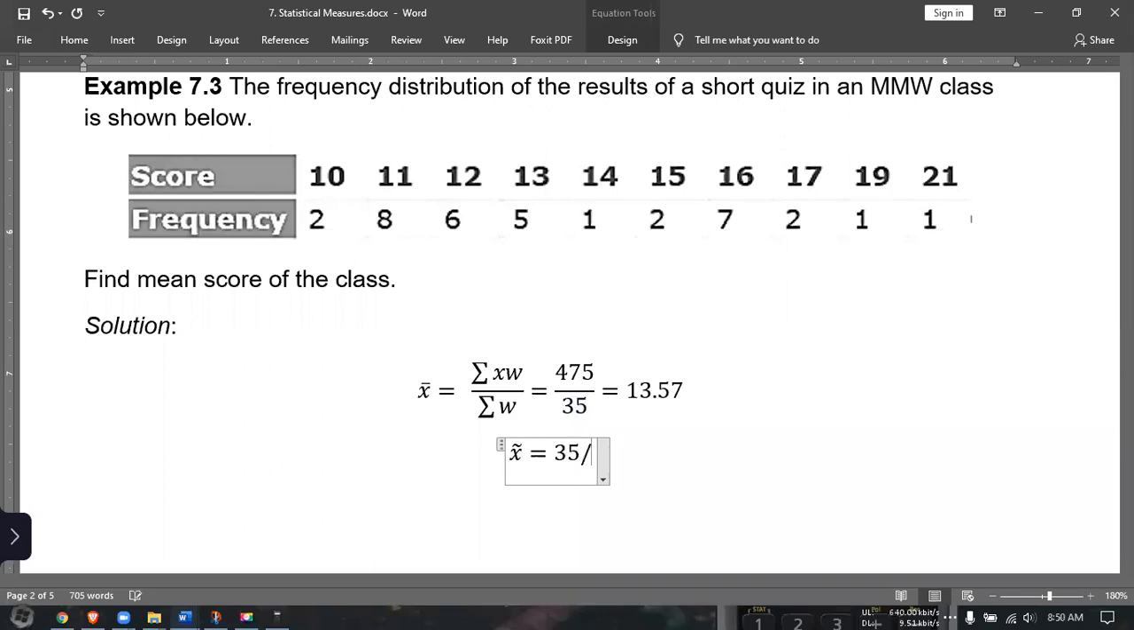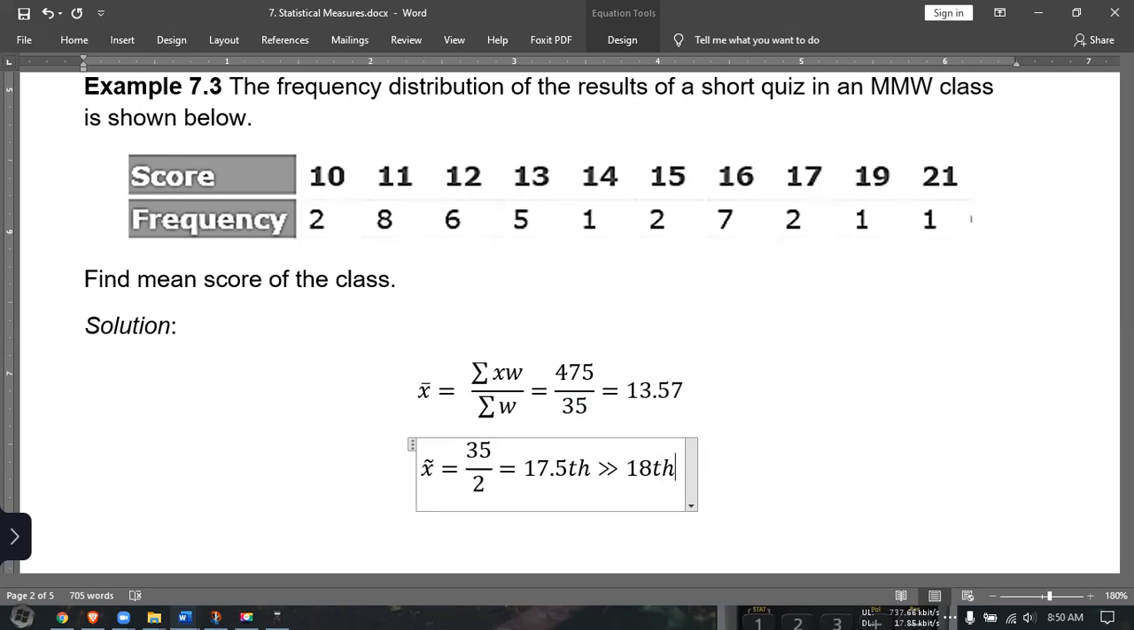From there, what is half of 35? 17.5. This is the location. So we'll consider the 18th. We round up again because we are talking about location, and we use the formula n over 2, not n plus 1 over 2.